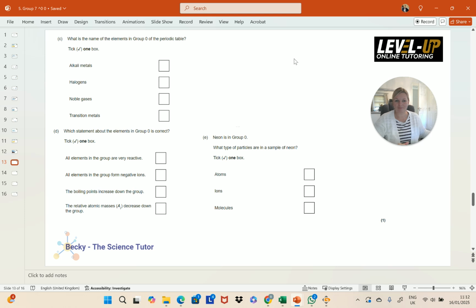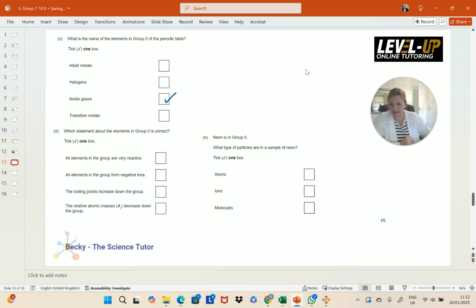Okay, so just a very few simple straightforward questions for group 0, because there's not that much to say about them because they don't do very much. The name of the elements in group 0 are the noble gases. Thank goodness that Mendeleev decided upon them and put them in the end column. Which statement about the elements in group 0 is correct?